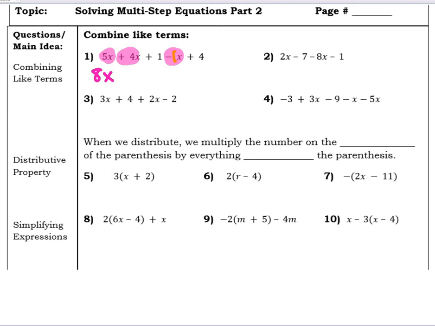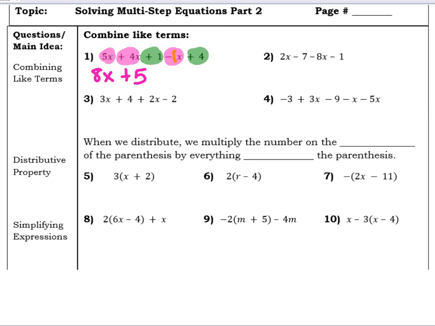And then I can go ahead and combine all of my constants. Remember, your constants are just your regular old numbers. So I have a positive 1 plus 4, so that gives me a positive 5. Okay, and that's it. That's as combined as this equation can get. Remember, we cannot combine our x's with our constants. That's like apples and bananas. Can't just combine them and call them something else.